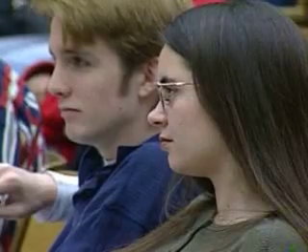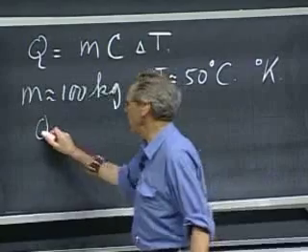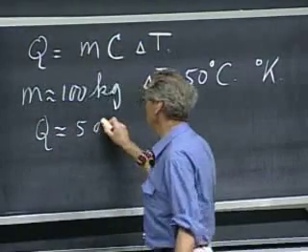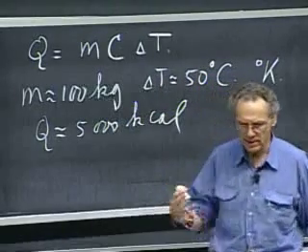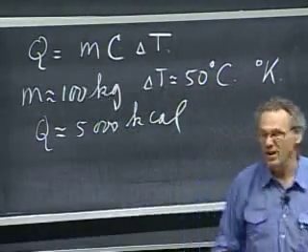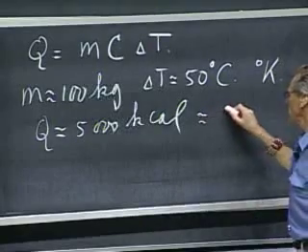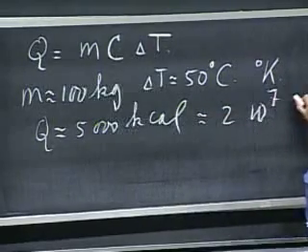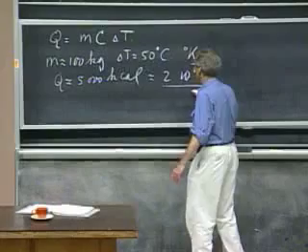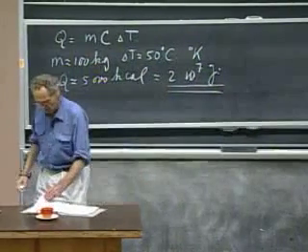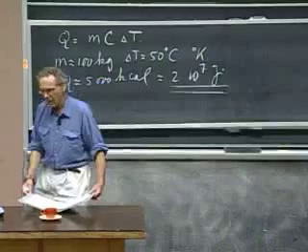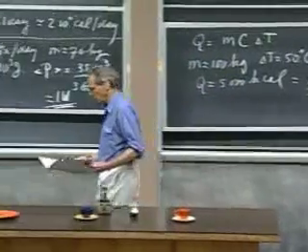We have water, and so you'll find that Q then becomes roughly 5,000 kilocalories. That's how much heat energy it takes, which is 2 times 10 to the 7 joules. So that's the energy that is needed to heat up a bath and enjoy that pleasure. I'll get back to this bath very shortly.